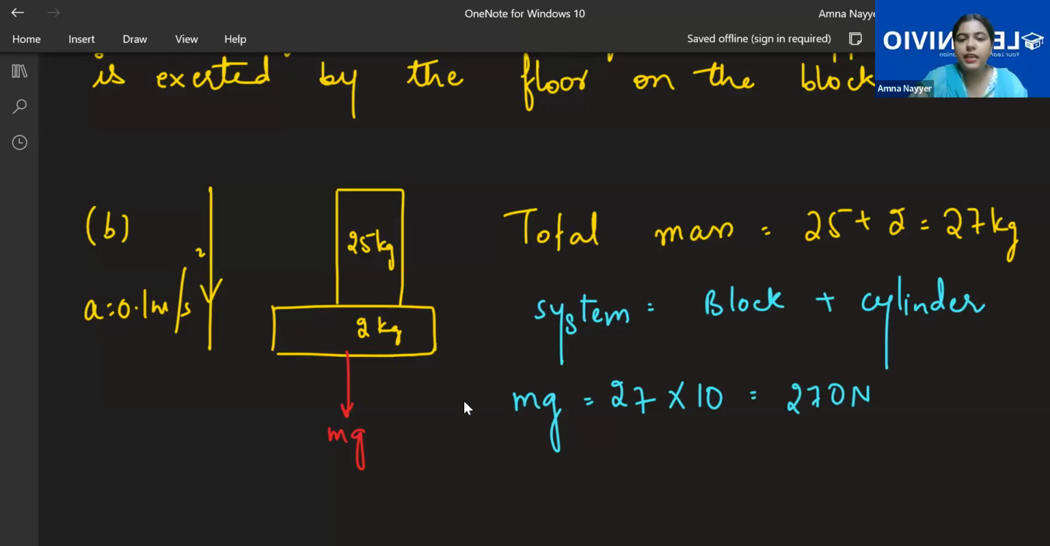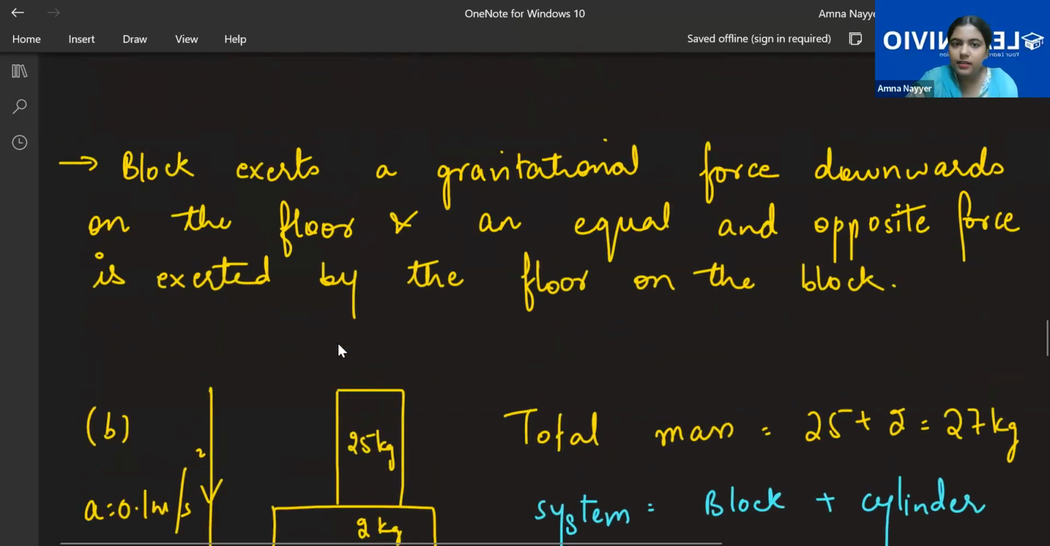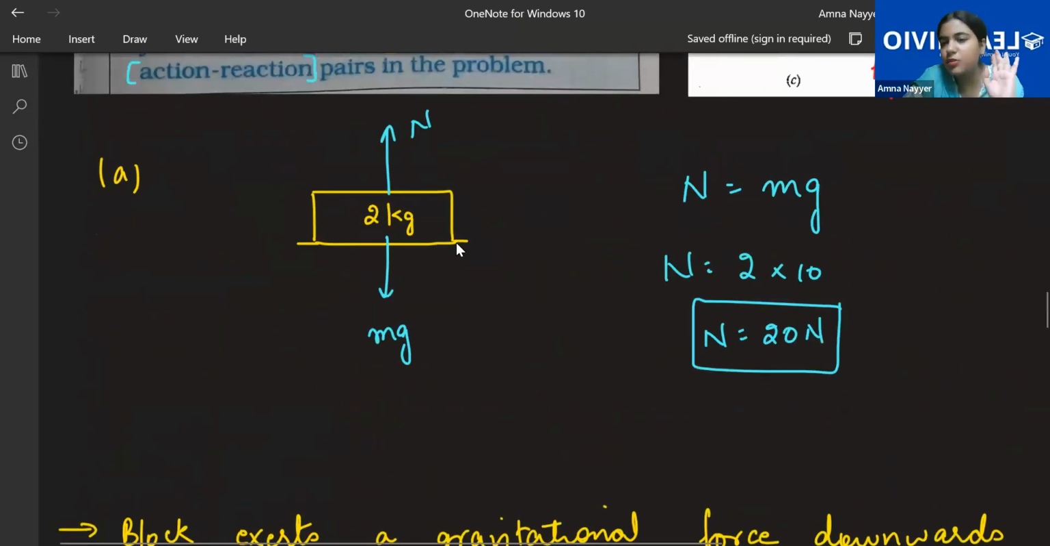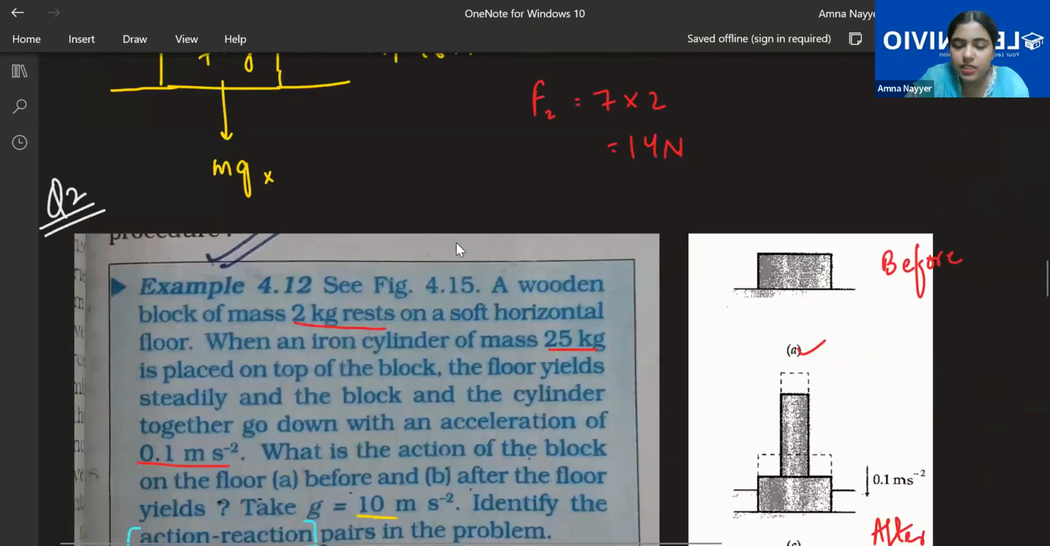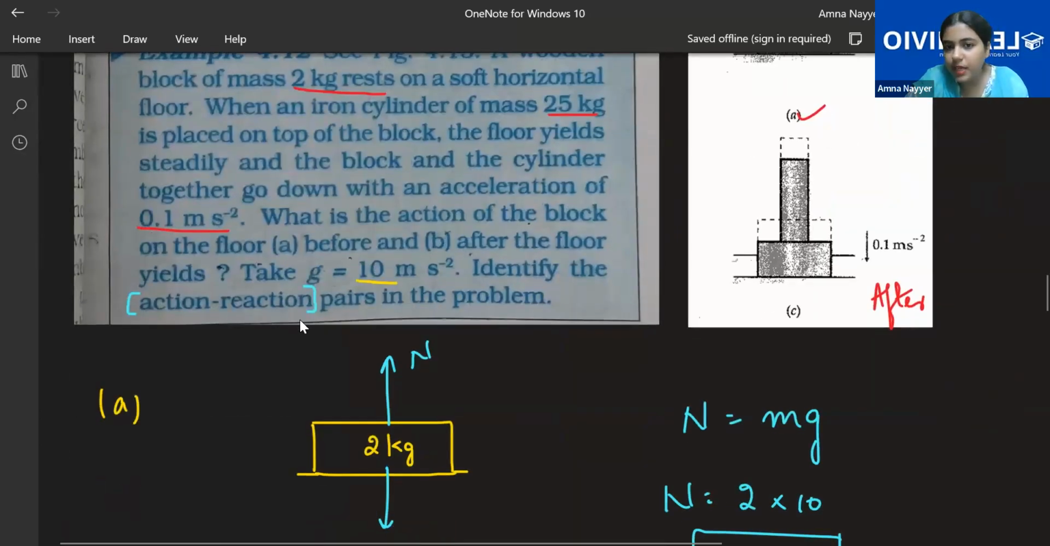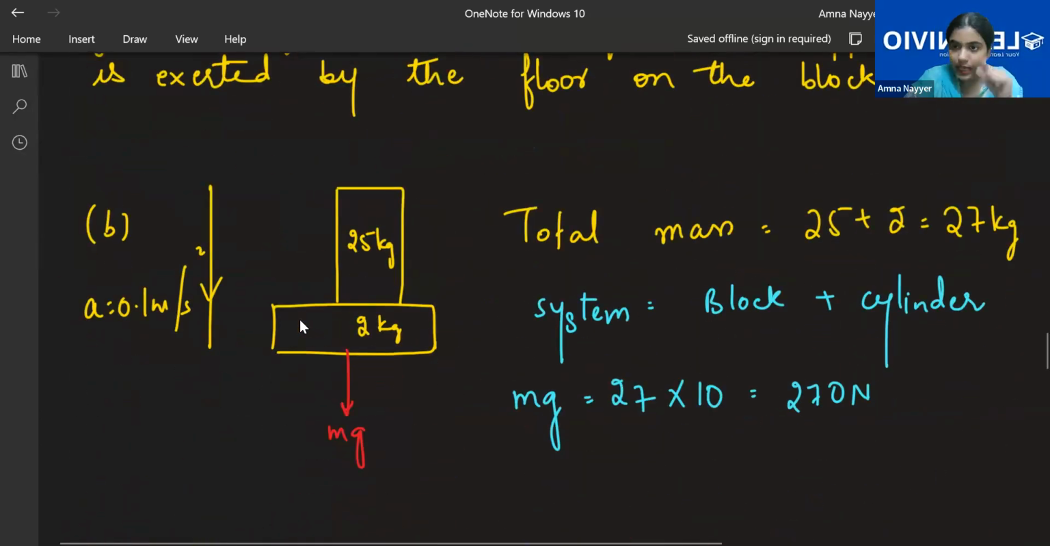I was saying, we have calculated mg here. If normal reaction was equal to mg, this question could be solved in 1 second. Can you just tell me, do you think in this case the floor will be exerting the same 270 Newton on the blocks or not? This is my question. It will, right? Because every action has an equal and opposite reaction. Okay, but this is not an action. This is the force of gravity.